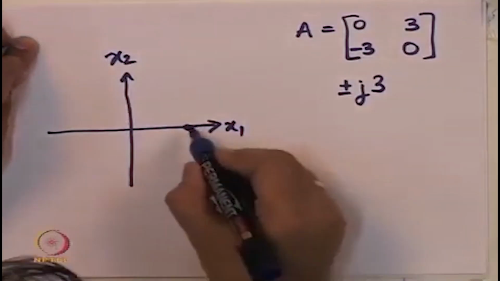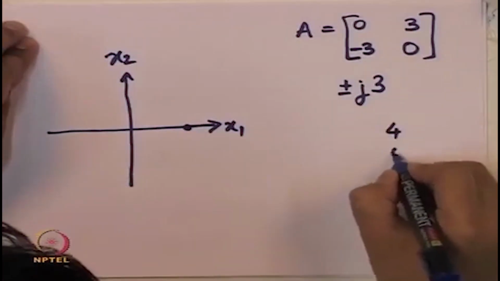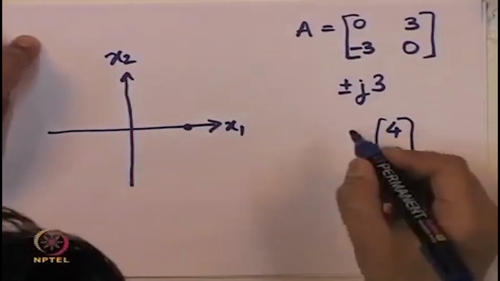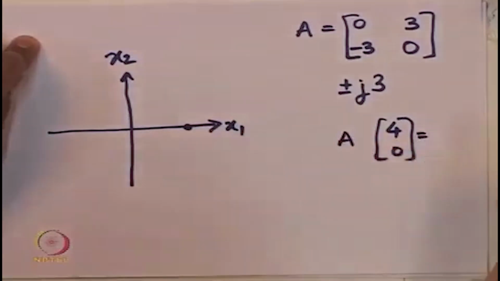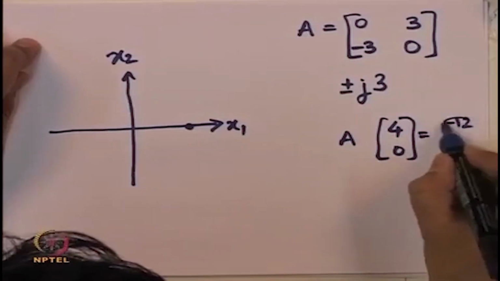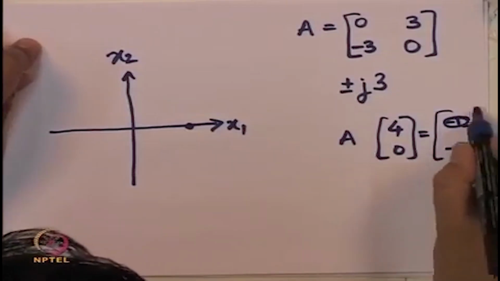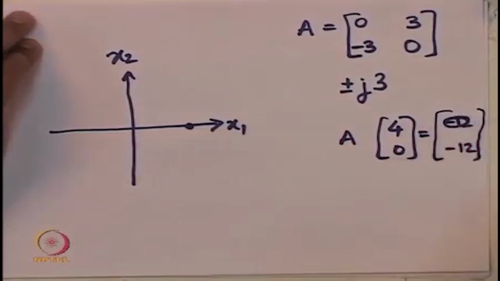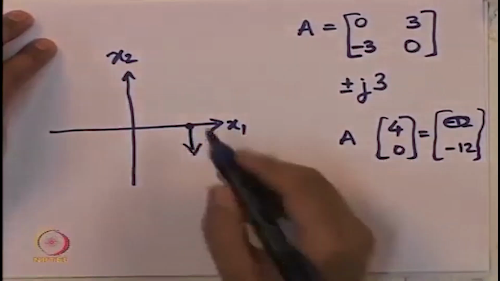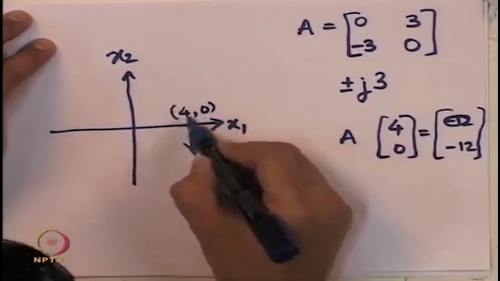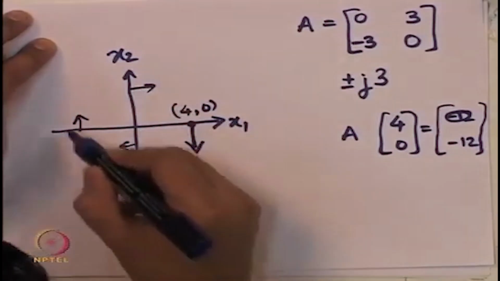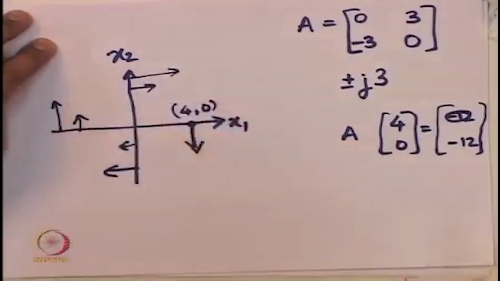So take a point along the x1 axis. Suppose this point is equal to 4, 0. The point on the x1 axis has x2 component equal to 0. When matrix A acts on this, we get minus 12, sorry, 0, minus 12. We see that we get a vector which is parallel to the x2 axis and in the negative direction. So this is the arrow at the point 4, 0. Similarly, when we draw these arrows at different points, we see that we have a rotation in the clockwise direction.